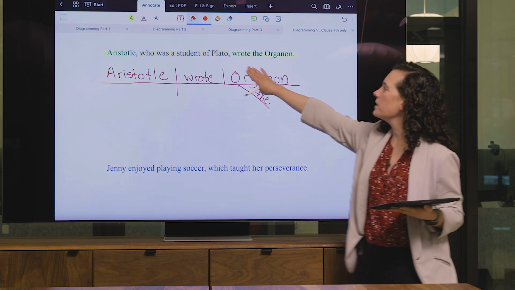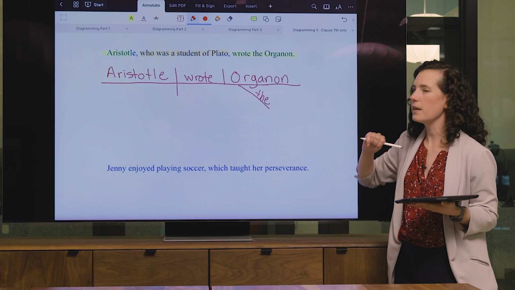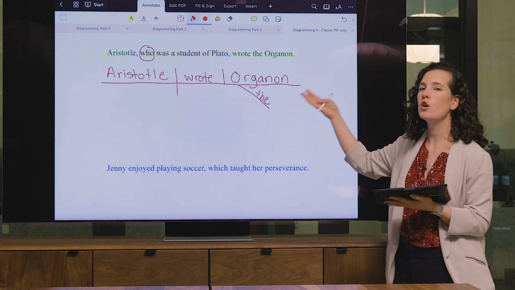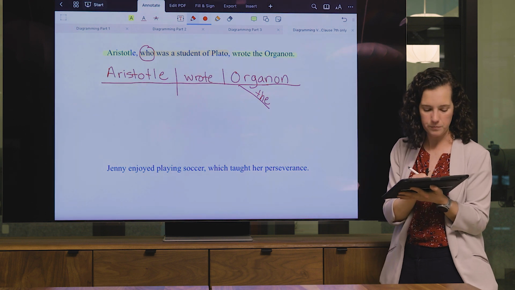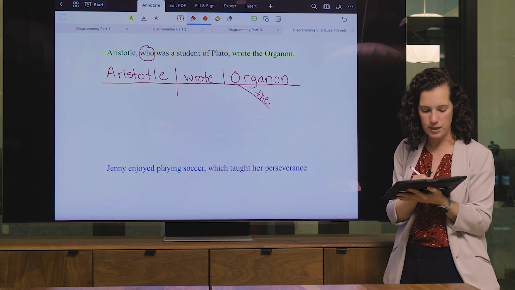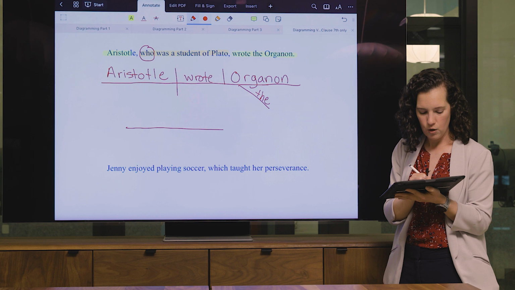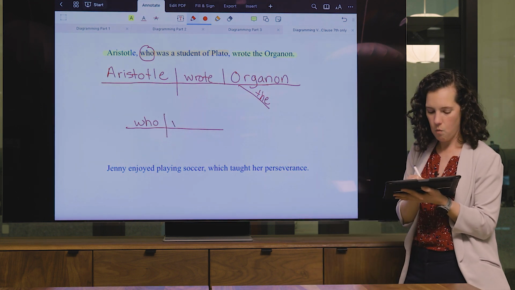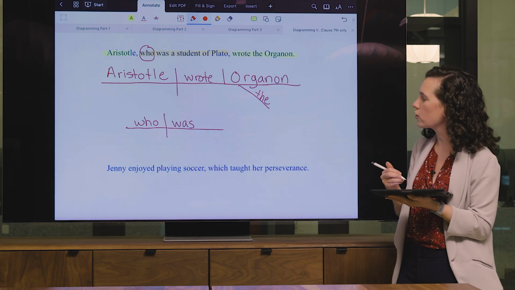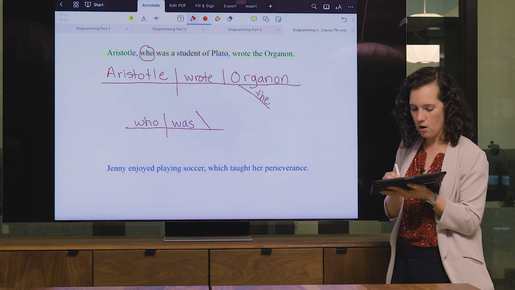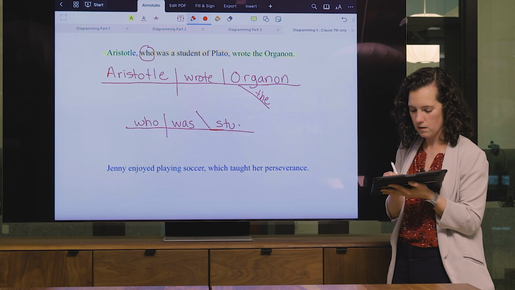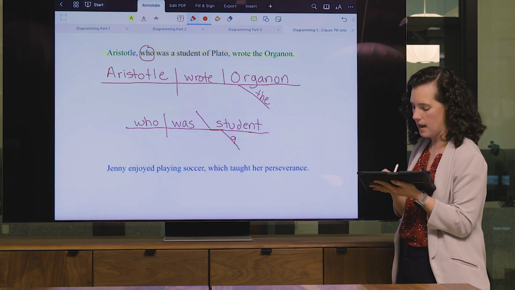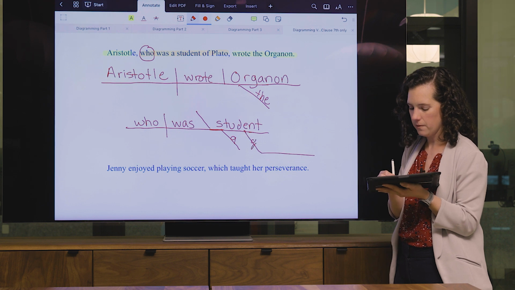Then to diagram our dependent clause, who was a student of Plato, we have to see what the relative pronoun is describing. This who is referring to Plato. So we are going to need to connect those together. Who is our subject of this clause. Was is the verb of this clause. And we have the predicate nominative student, and then some adjectives describing the student, a and of Plato.